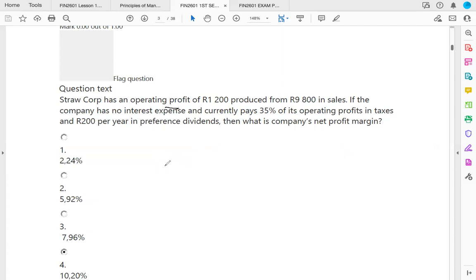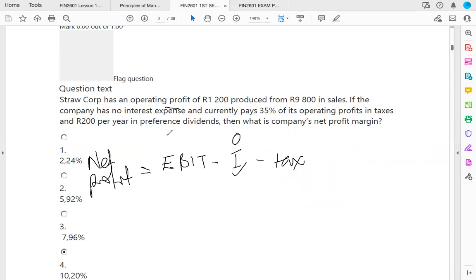We've been given the operating profit, which is our EBIT. We know that our net profit is equal to our EBIT minus the interest expense minus tax. We've been told there's no interest expense. We have our operating profit. So the problem now is our tax.